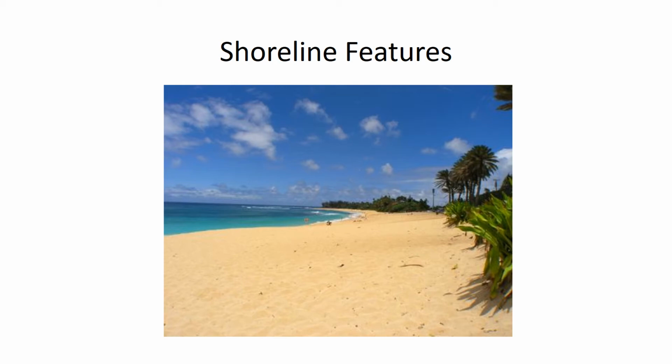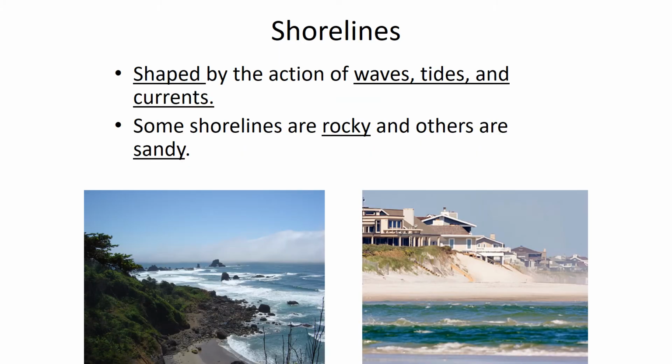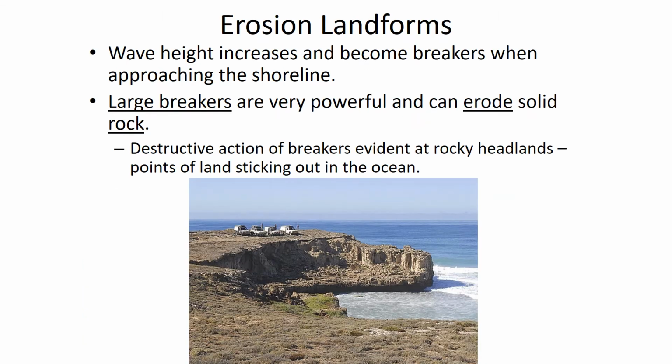Hey guys, today we're going to talk about shoreline features and what happens at the shore and how it changes over time. So shores are shaped by the actions of waves, tides, and currents. Some are rocky and some others are sandy. Because of the way the ocean moves, it changes how the shoreline looks.